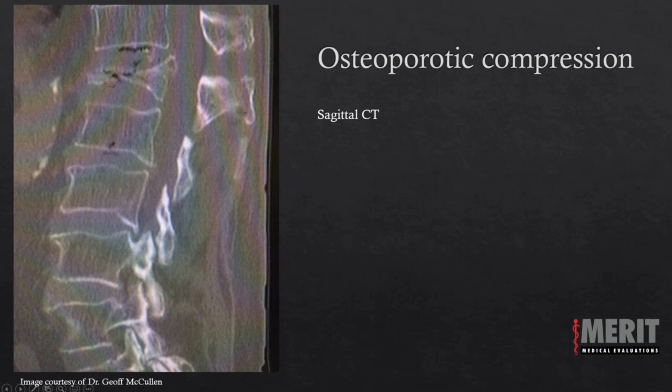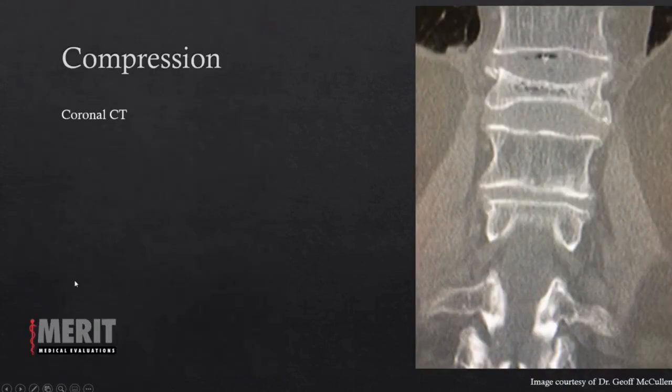This is a front view, or what's called a coronal view, and you can get another perspective on this crushed vertebral body and its edges and compare it to the shape and size and dimensions of a normal vertebral body.